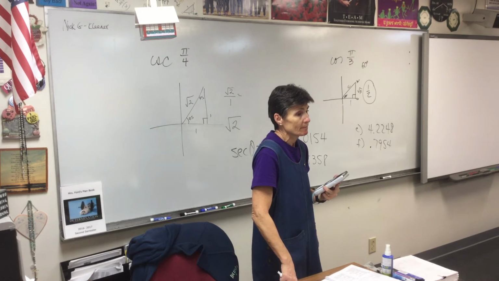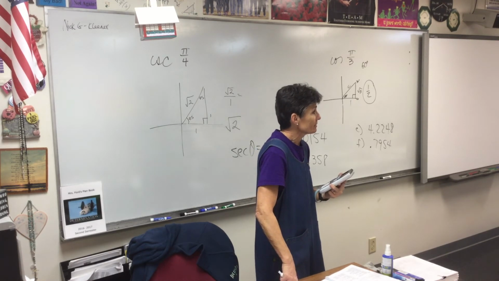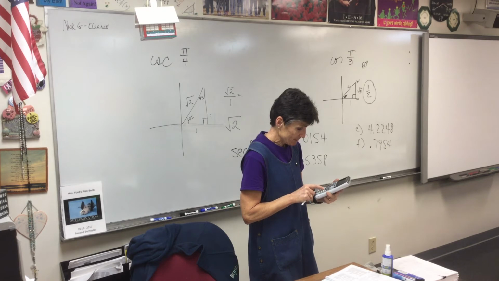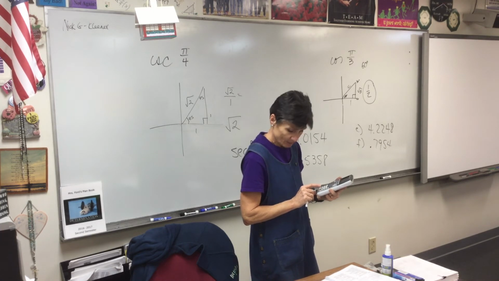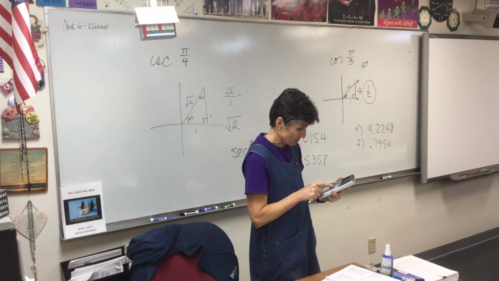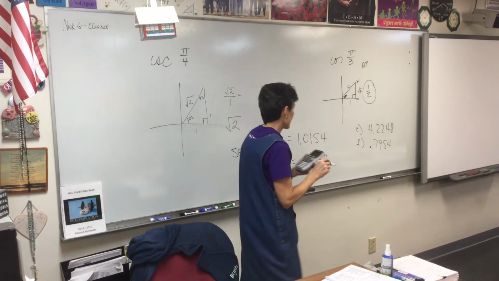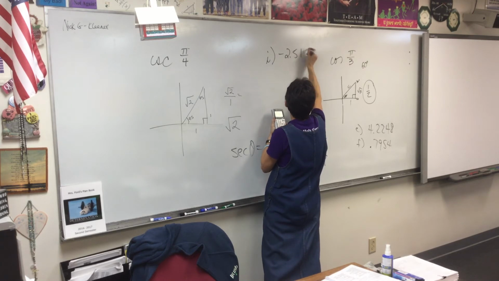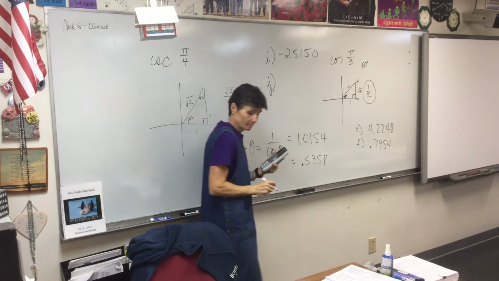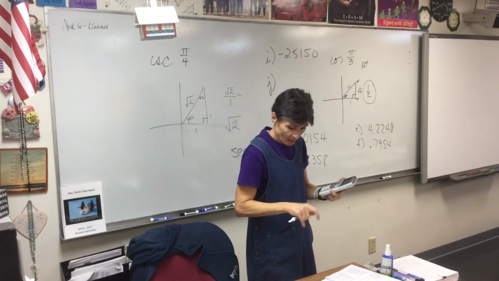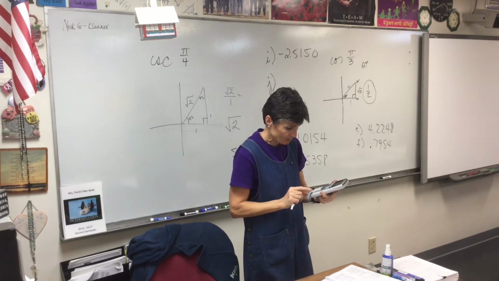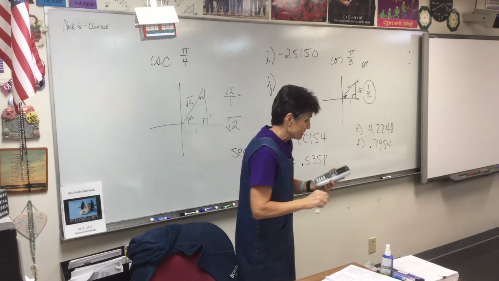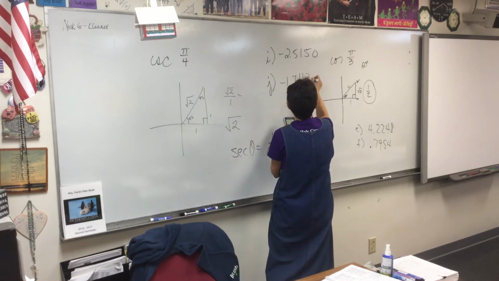I is another cotangent. How do I get cotangent on my calculator? 1 divided by tangent, 158 degrees, 19 minutes. And as Brittany said, that is a negative number. So I is negative 2.5150. And the last one, tangent 300 degrees, 18 minutes, negative 1.7113.